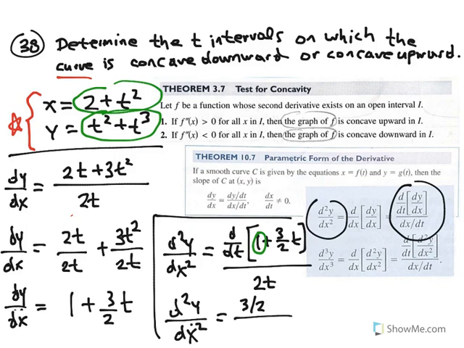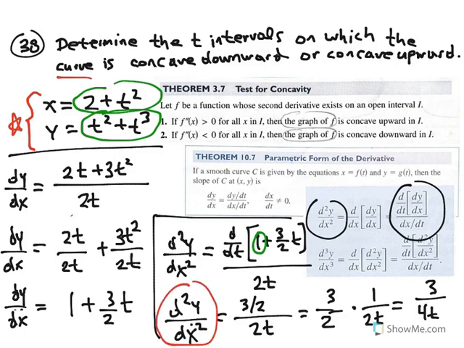And in the denominator, we have 2t. So if you have 3 over 2 divided by 2t, which is the same as multiplying by the reciprocal of 2t, which is 1 over 2t, that gives you 3 over 4t. So now how do we use that? That's our second derivative.